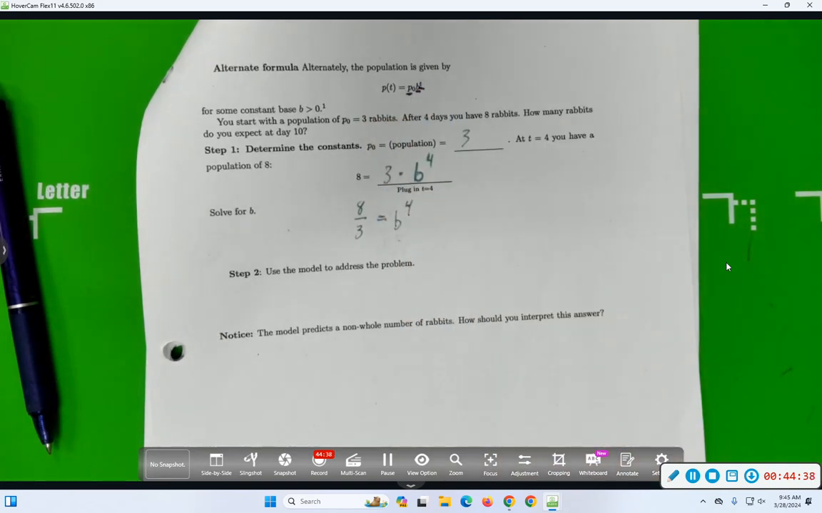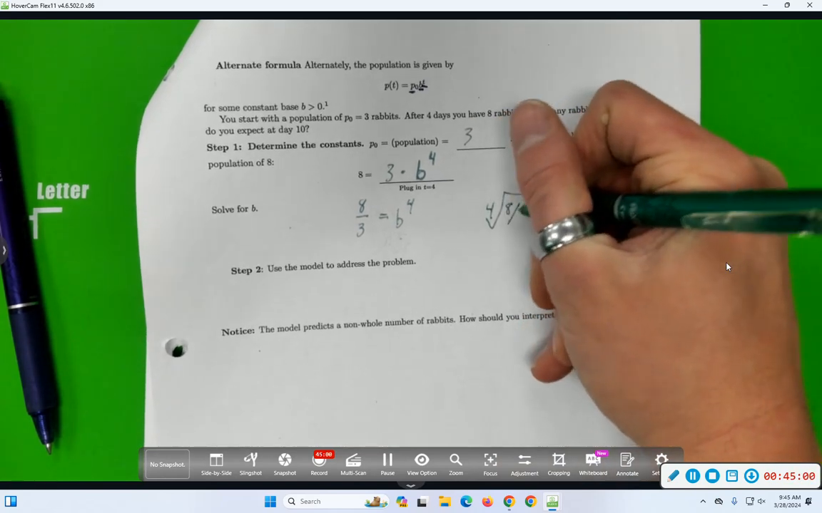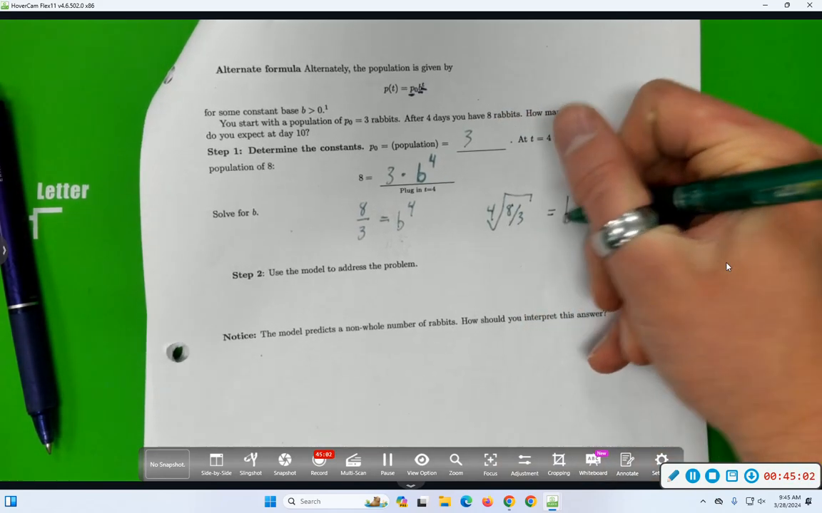Okay, what next? Take the cube root. I want to take the 4th root. Sorry, 3rd root. I'm sorry. You probably meant the right thing, right? Yeah, take the 4th root of both sides. So the 4th root of 8 over 3 is equal to b.